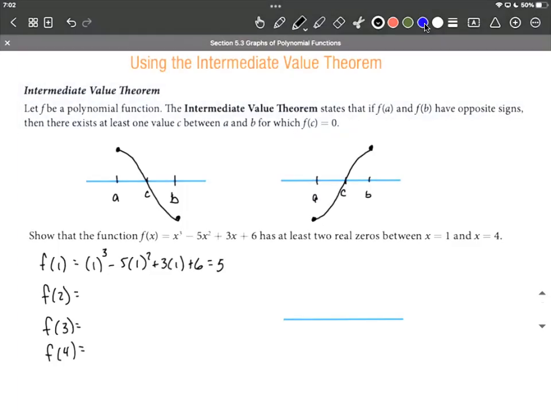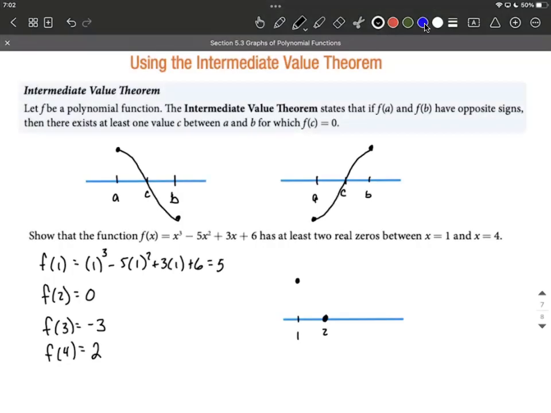I'm going to evaluate these in a similar fashion where I replace each of the x's with a 2, then a 3, and then a 4. I'm just not showing my work here. At 2, it works out to be 0. At 3, it works out to be negative 3. And at 4, it works out to be positive 2. All right, so let me think. At 1, we were at positive 5, somewhere up here. At 2, we were at 0, so that's one of our zeros, or x-intercepts. At 3, we're below the x-axis because it came out to be negative. And at 4, it turned out being positive 2, which is somewhere here above the x-axis.